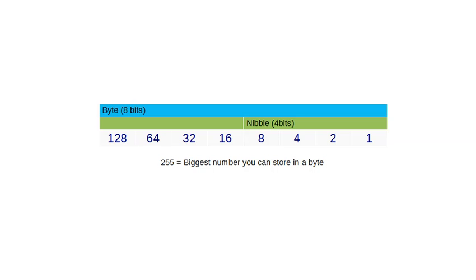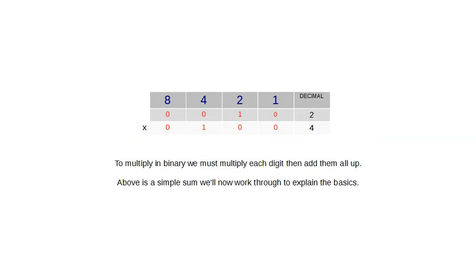Tonight's video we're going to be looking at binary multiplication. In the last videos we looked at binary addition and subtraction and also converting to and from binary to decimal. We're going to start off with a really easy sum. We're going to be looking at 4 times 2. Binary multiplication is pretty easy. To multiply binary we must multiply each digit then add them all up. Above is a simple sum we're going to work through just to explain the basics. We're going to be looking at 4 times 2.